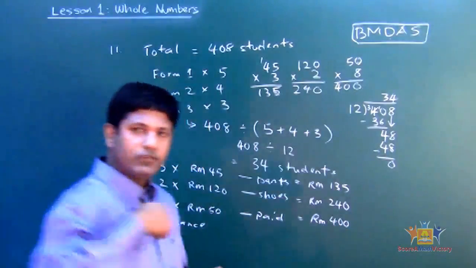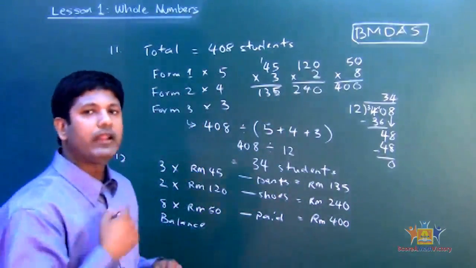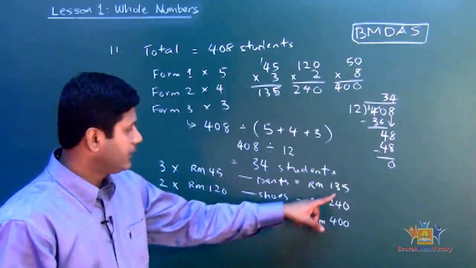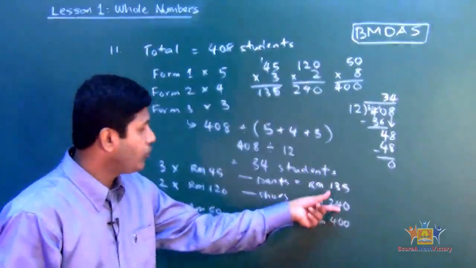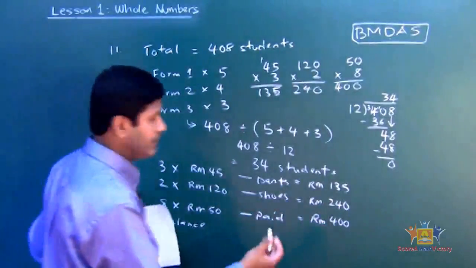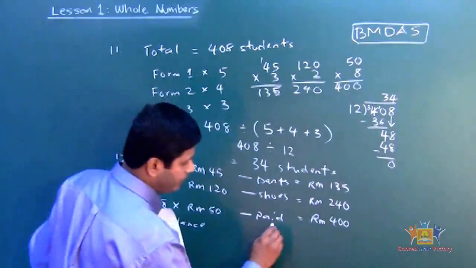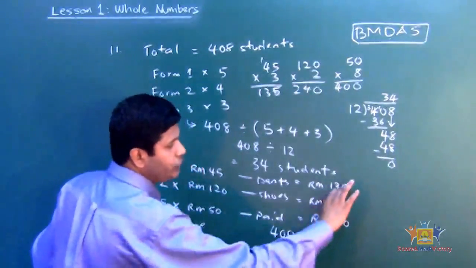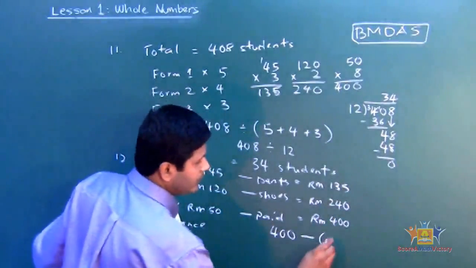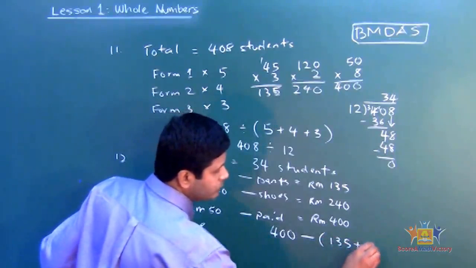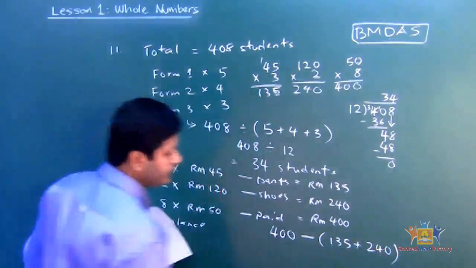So if he gave the cashier 400 ringgits, what does the cashier do? He or she takes this one and that one, that means the total of that, out of the 400. Am I right? If I had to express that in mathematical form, it would be 400 minus the total of that, 135 plus 240. See that?